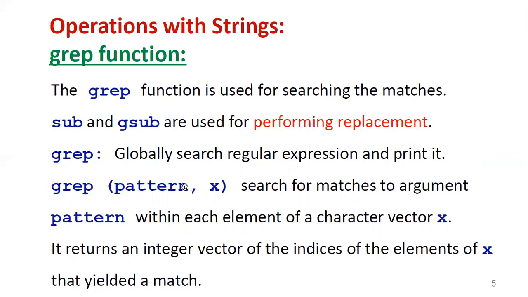The usage syntax is grep within parentheses pattern comma x. It searches for matches to the argument pattern within each element of a character vector x. x is the vector or string or value. Whatever value you give as the pattern can be searched from x, and it displays the result. What it returns is an integer vector of the indices of the elements of x that yield a match.